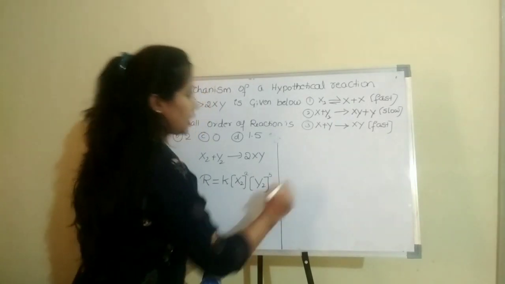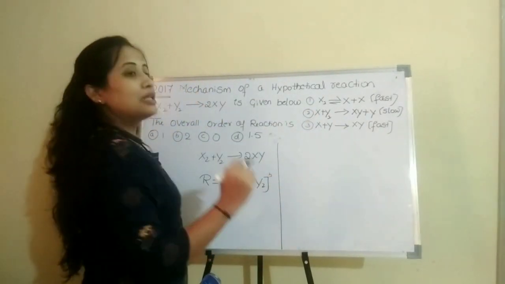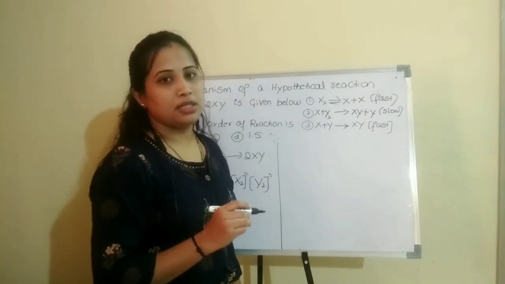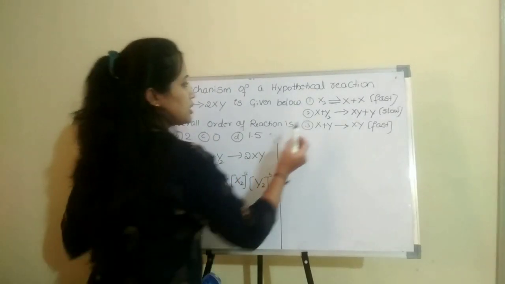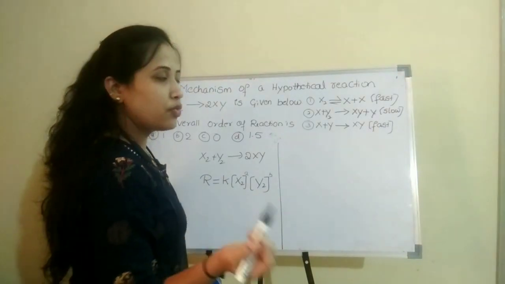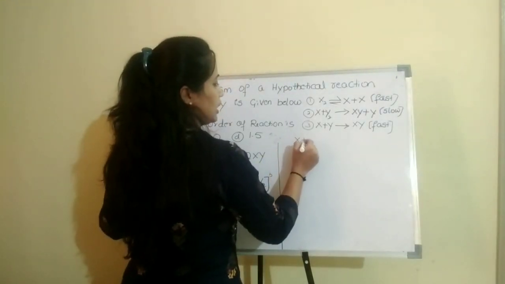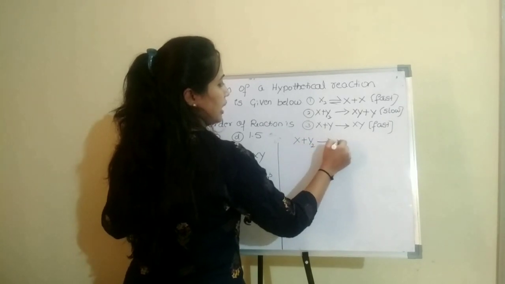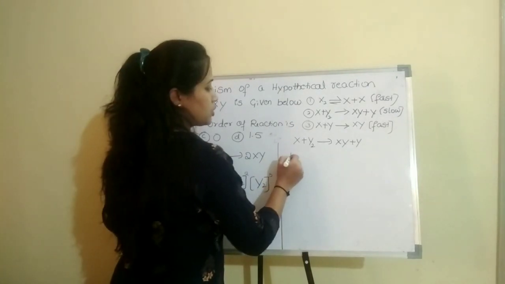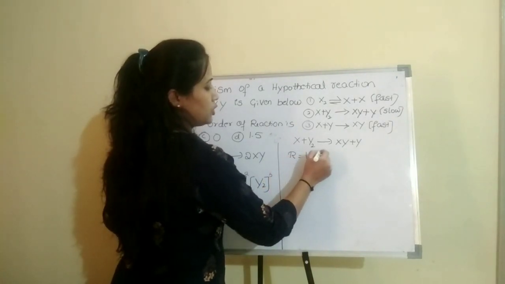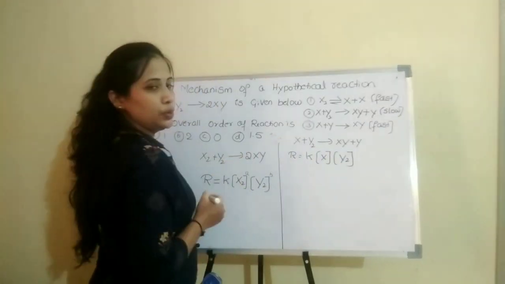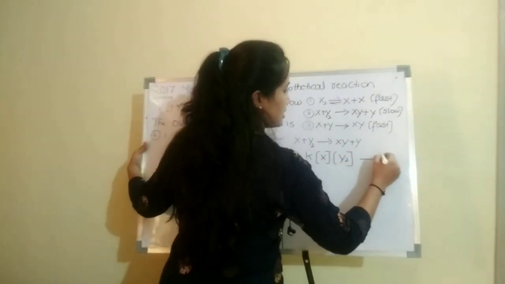We know that the slowest step is always the rate determining step. Agree? So the second step of the mechanism is the slowest step. If I write the rate equation for that, the equation is X plus Y2 gives XY plus Y. So the rate R is equal to K into concentration of X and concentration of Y2. Let us consider this as equation 1.